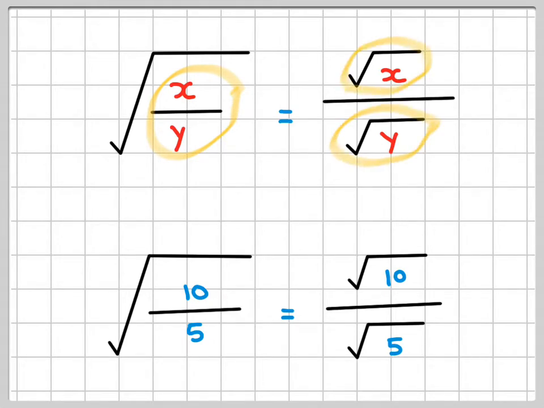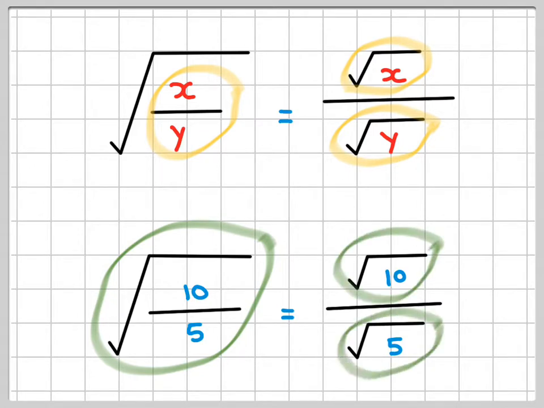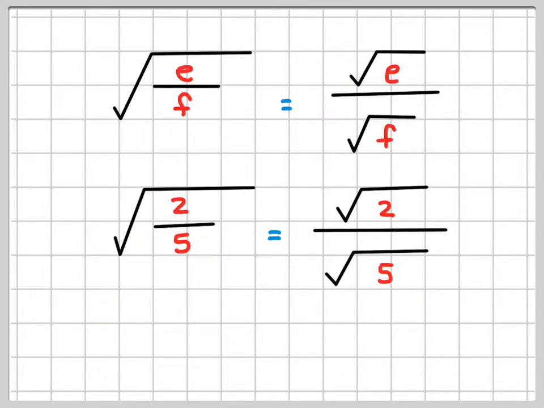Now, on the next one, let's have a look at that one. If we have the square root of 10 over 5, we can break it up into the square root of 10 over the square root of 5. So it can be done with letters and it can be done with numbers. Okay, let's look at a few more.